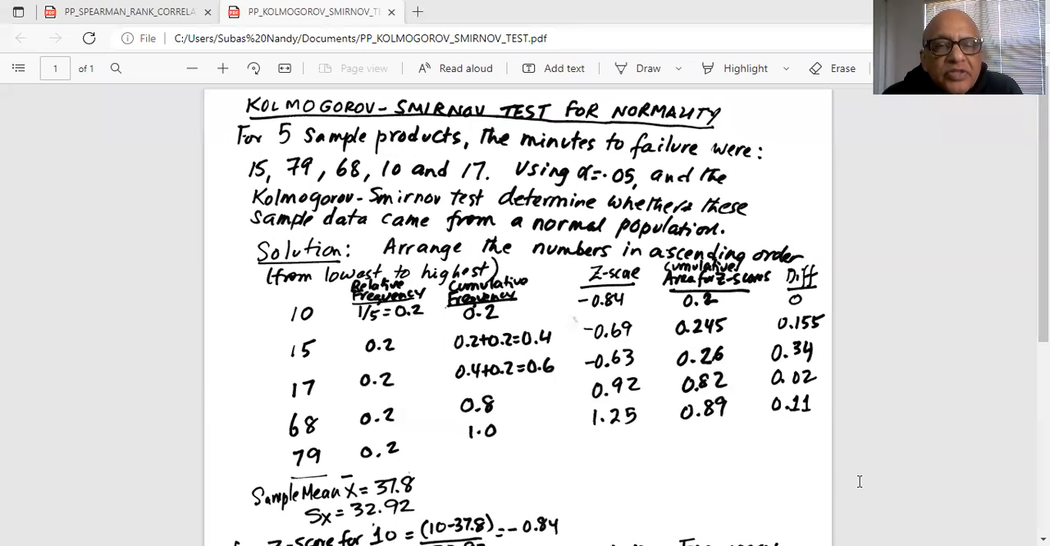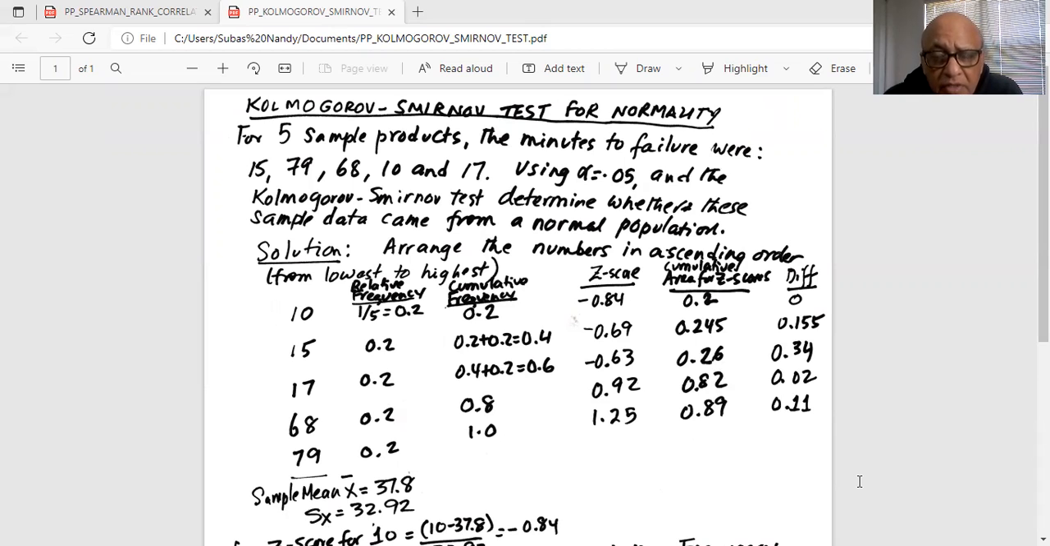Today, I'm going to talk about a sample problem on Kolmogorov-Smirnov test for normality. So I'll share my screen with you. The problem states: for 5 sample products, the minutes to failure were 15, 79, 68, 10, and 17. Using alpha equal to 0.05 and the Kolmogorov-Smirnov test, determine whether this sample data came from a normal population.